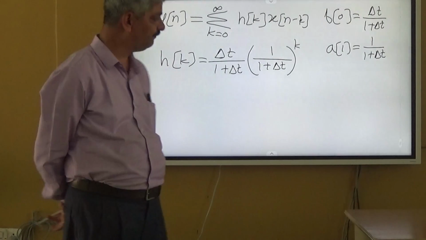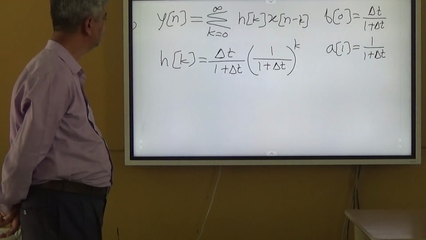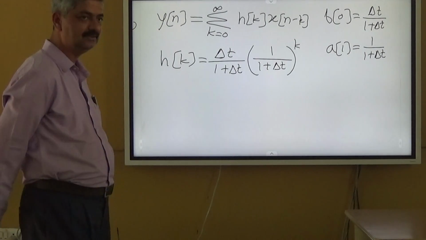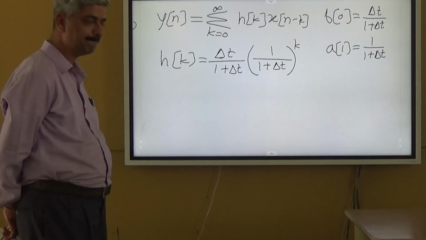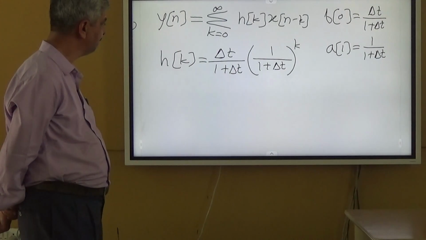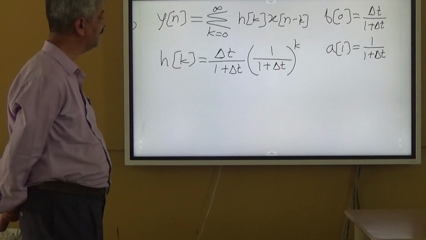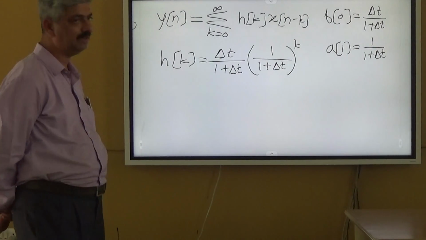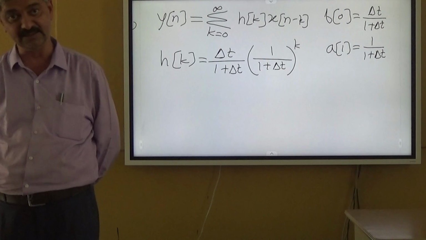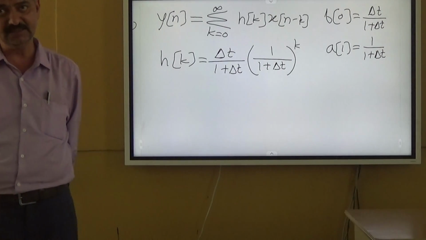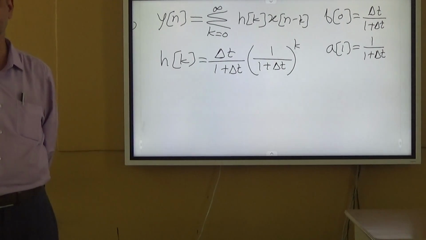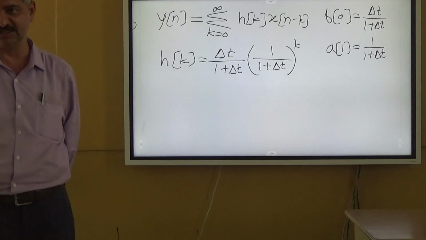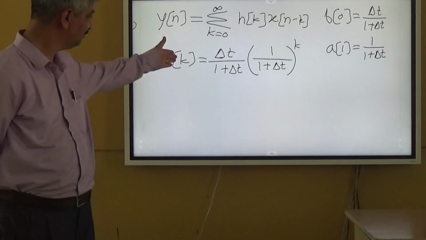So what we find is that at k equal to 0, what will happen? At k equal to 0, the bracket would be 1 and we get delta t upon 1 plus delta t. Let it be very clear that delta t should be approaching 0, very small, substantially small compared to 1 at least, so as to have some effect.